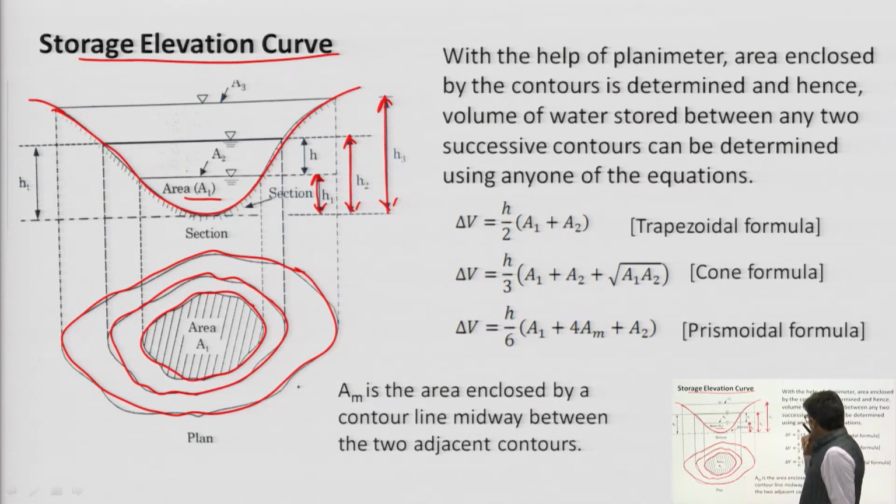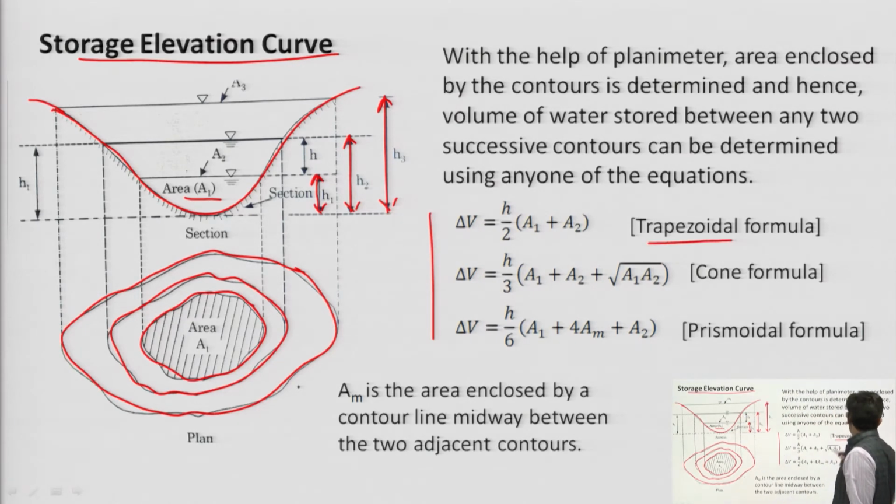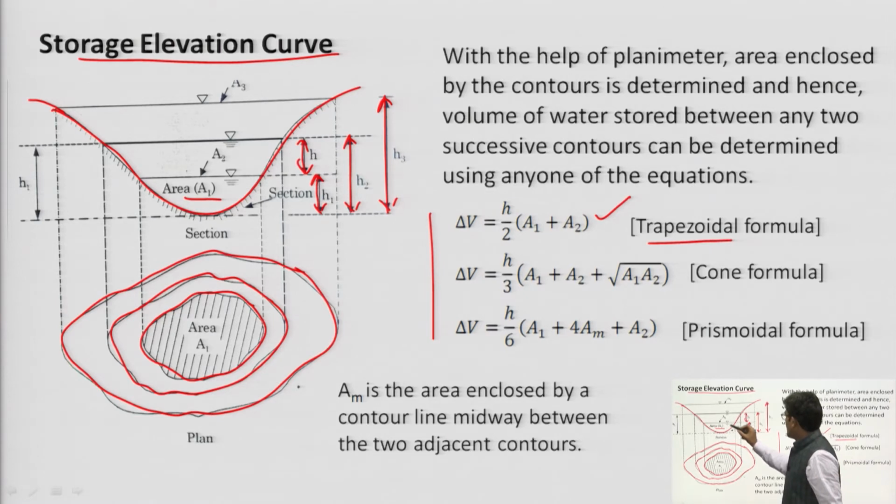We can use any one formula. If we consider the successive areas as trapezoids, then we will use this formula, h by 2 times (A1 plus A2), where h is the successive height between them. This is the volume of water stored between A1 and A2.